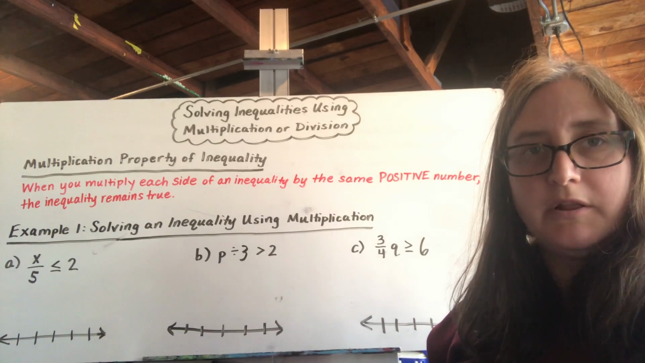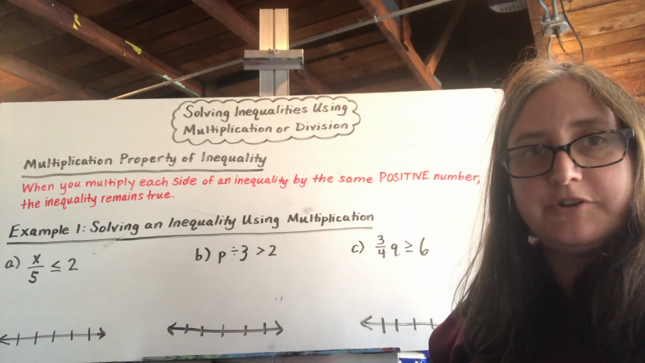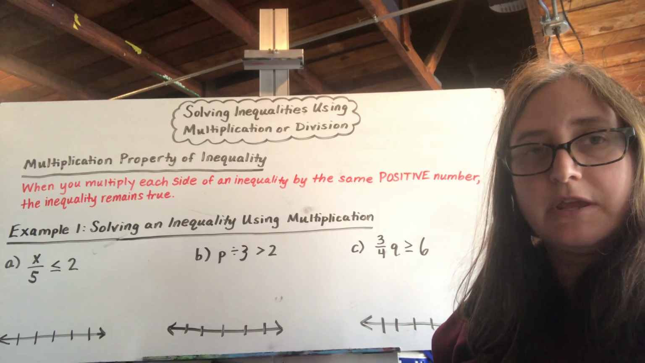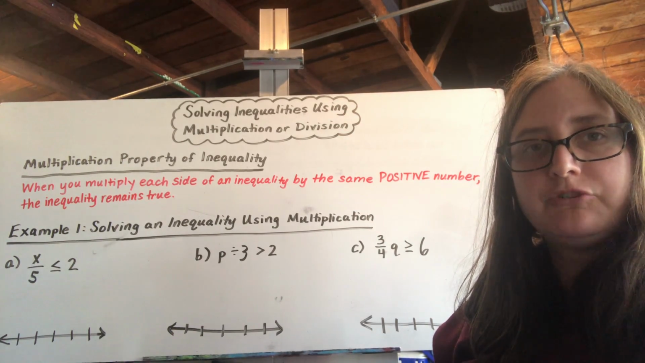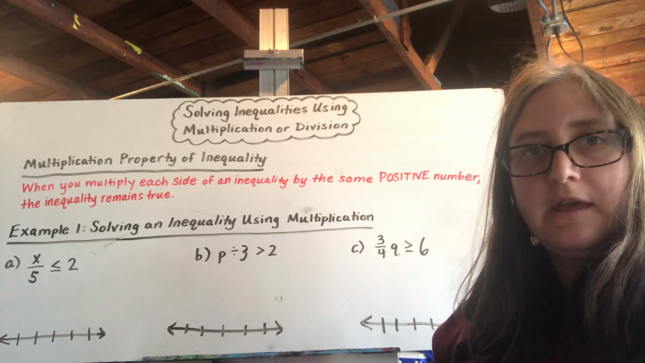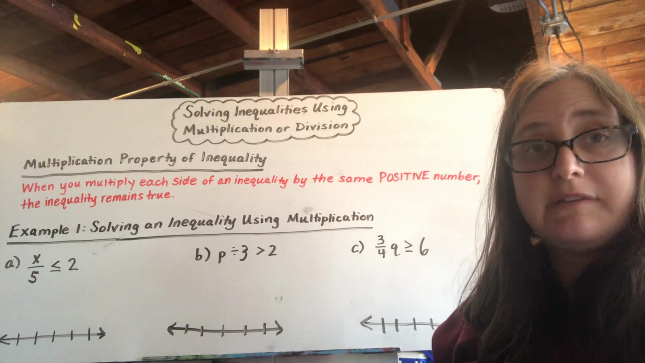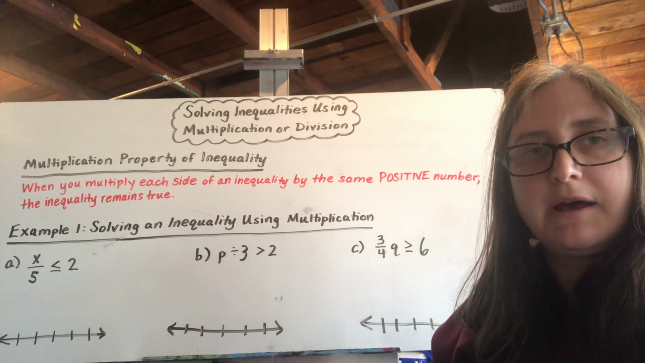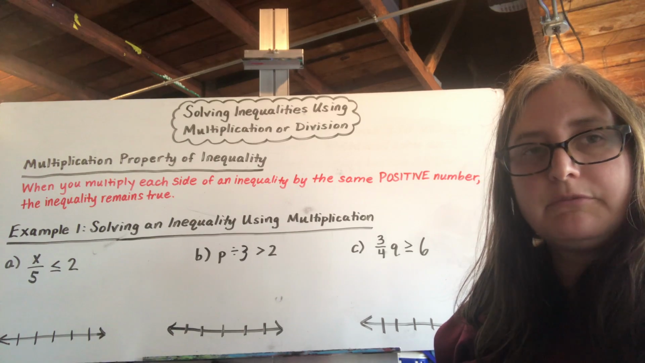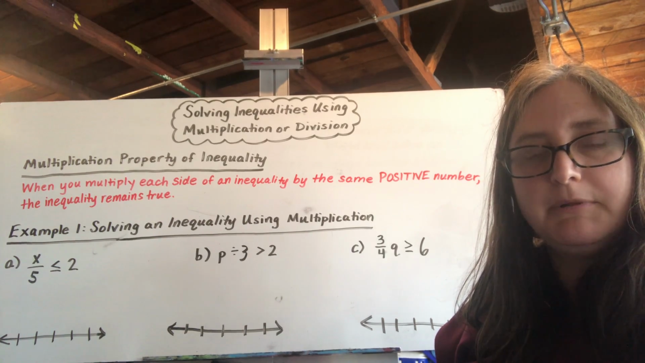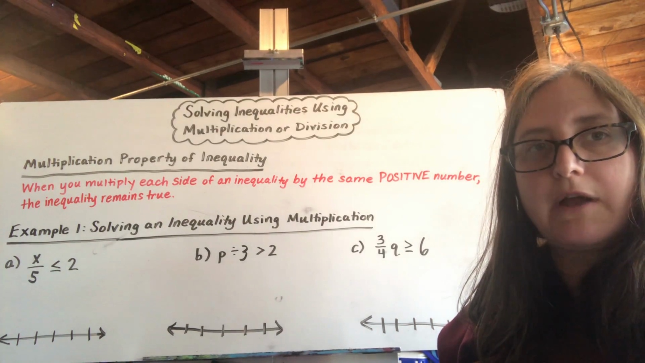This is solving inequalities using multiplication or division. We're going to start by looking at problems that are solved using multiplication. The multiplication property of inequality states that when you multiply each side of your inequality by the same positive number, the inequality remains true. Let's see how this works by doing a few example problems. We're going to solve them and graph them.